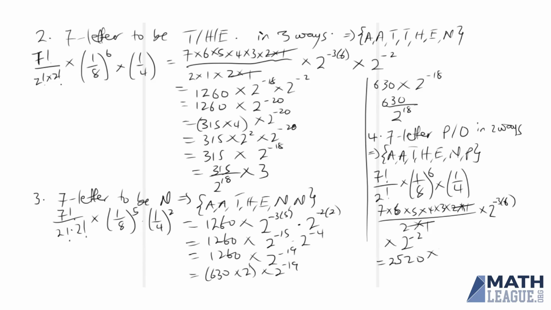2,520 times 2 to the power 18 times 2 to the power negative 2. So finally, we are going to have 2,520 times 2 to the power minus 20. That is using indices here. But notice that now 2,520 can be written as 630 times 4. And you can verify that with your calculator.